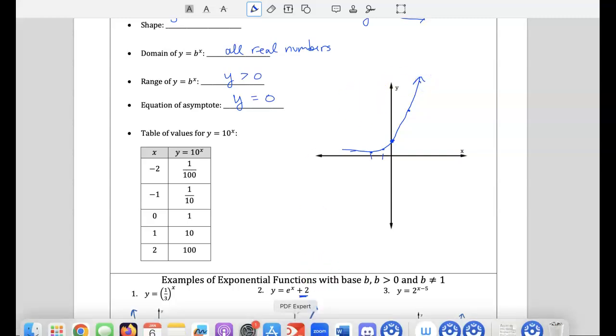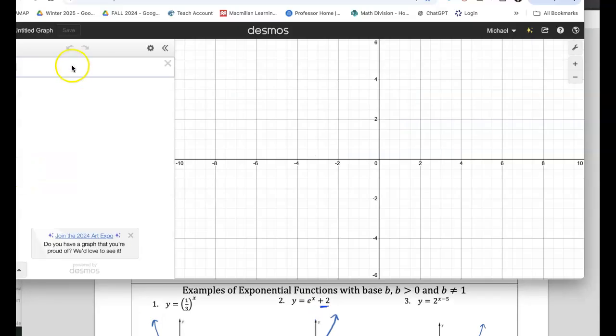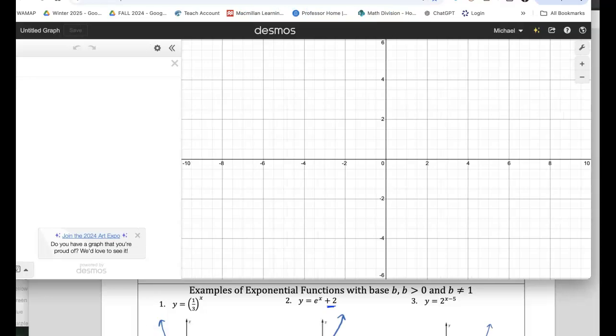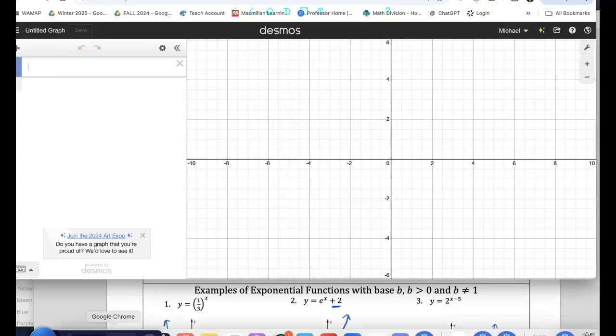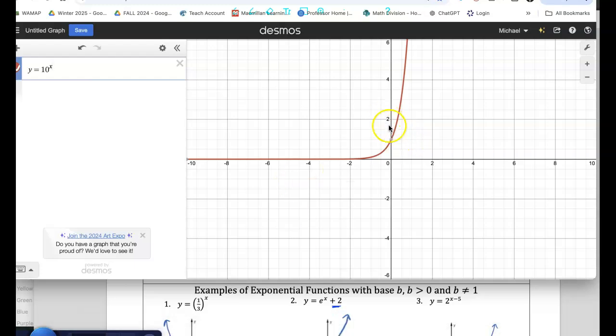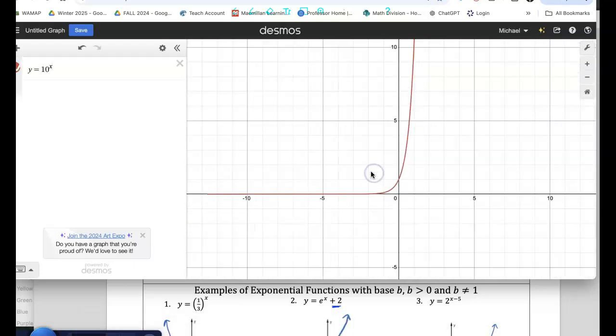It might be easier to see this also in Desmos. If you're in Desmos, you could just graph any exponential function and kind of explore it. Y equals 10 to the x. You can see it has this growth shape to it, and it gets really large really quickly.